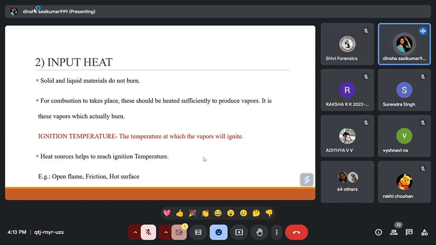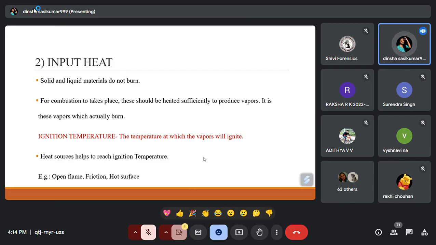The next one is input heat. Input heat is the energy we are giving to the fuel. As I have already mentioned, solid and liquid materials do not burn by themselves. For combustion to take place, these materials should be heated to produce vapors. It is actually these vapors that will burn. There is an important concept called the ignition temperature, which is the temperature at which the vapors will ignite. The input heat or heat source helps to reach the ignition temperature.